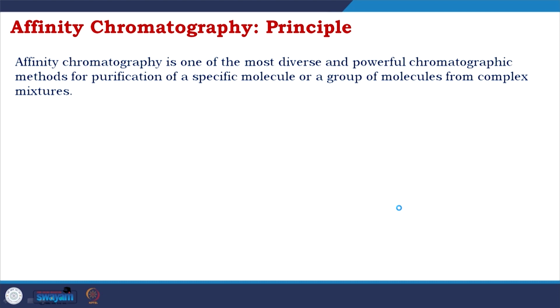Coming to affinity chromatography, it is one of the most diverse and powerful chromatographic methods for purification of a specific molecule or a group of molecules from a complex mixture. I talked about size exclusion, I talked about anion cation exchange, the ion exchange, but affinity chromatography is special. Why? These two I talked about work on general principles. Affinity chromatography, there is no limit. Today you find something which could attach to a specific protein, then that would be used as an affinity chromatography column to purify that protein. That is the power of affinity chromatography.